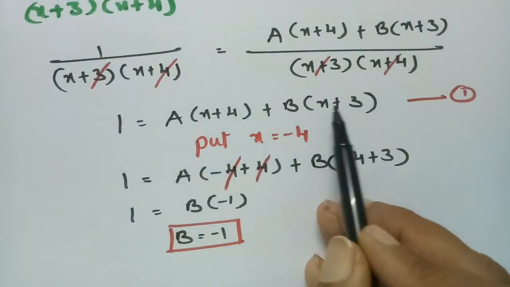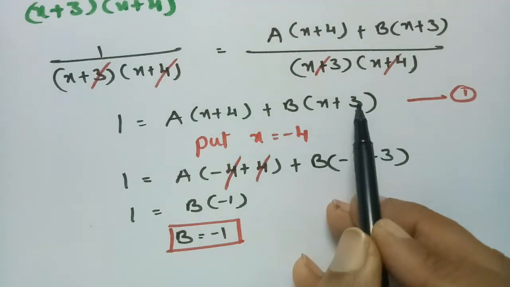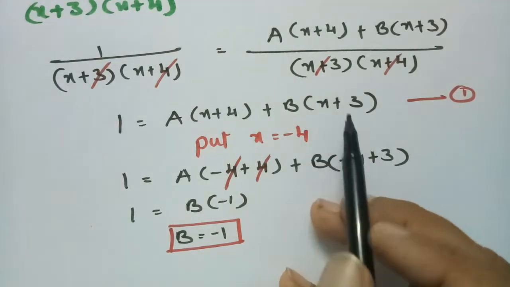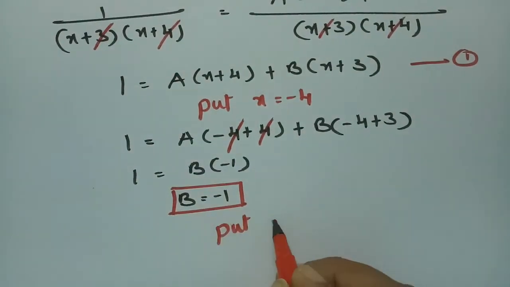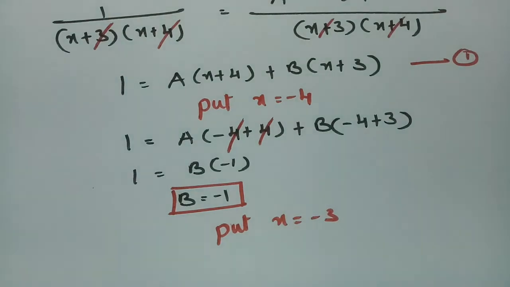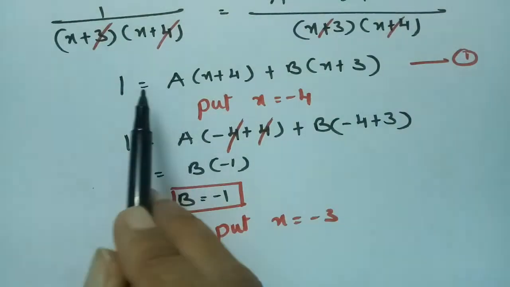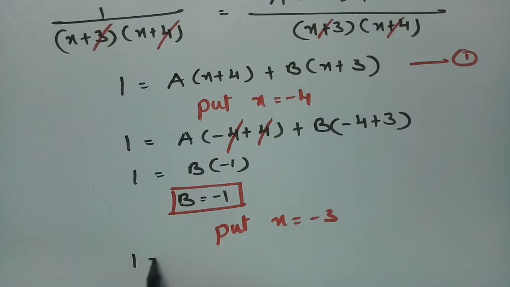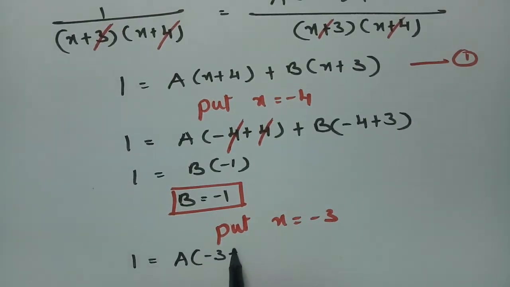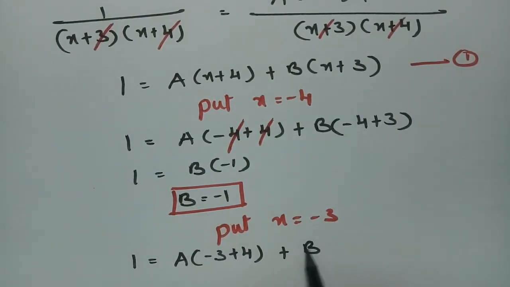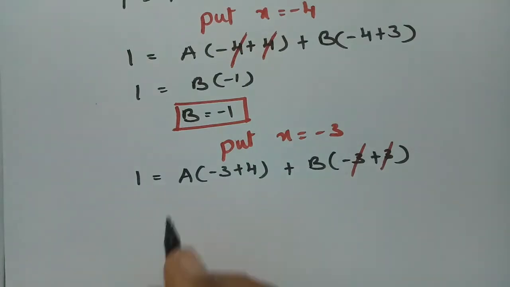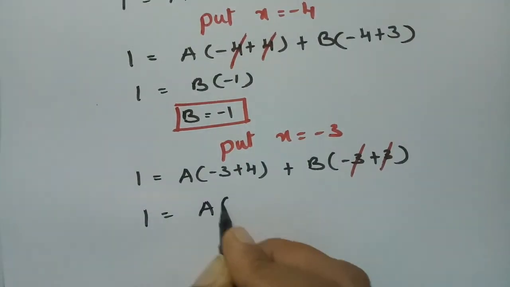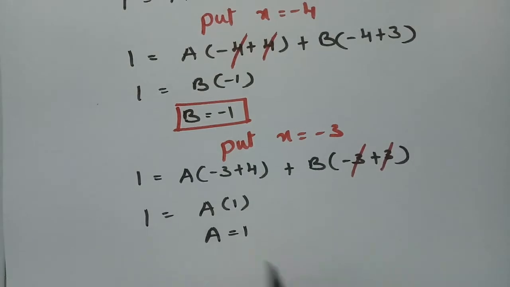And in order to make this one 0, since there is plus 3, if I keep minus 3 here, plus and minus cancel. So in place of x I am keeping minus 3, so x is equal to minus 3. In equation 1, 1 is equal to a into (minus 3 plus 4) plus b times (minus 3 plus 3). Now if I cancel this, 1 is equal to a into 1, and the a value is equal to 1.